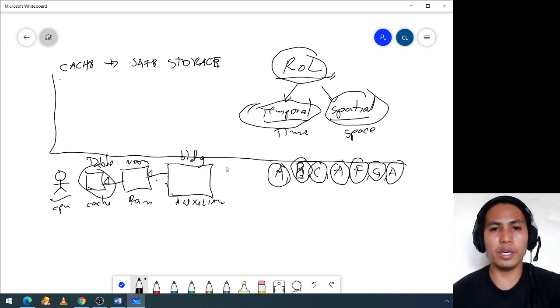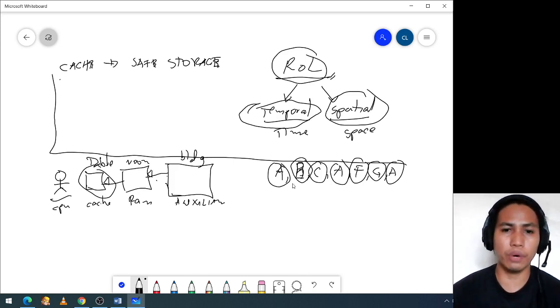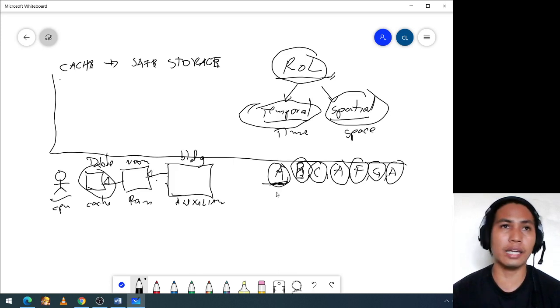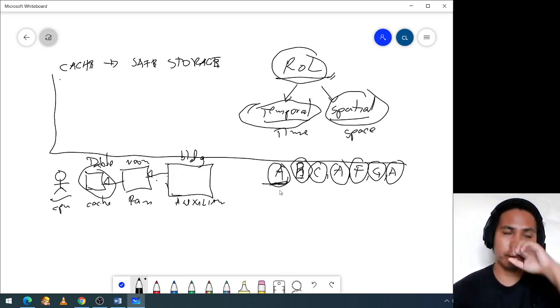Ang ibig po sabihin ng temporal locality, the frequently accessed information is yun po yung isi-save mo sa cache po natin. So kumbaga, si letter A, ilalagay na natin kay cache kasi lagi siyang na-access. O imagine this one.